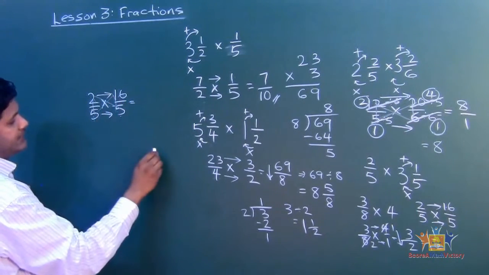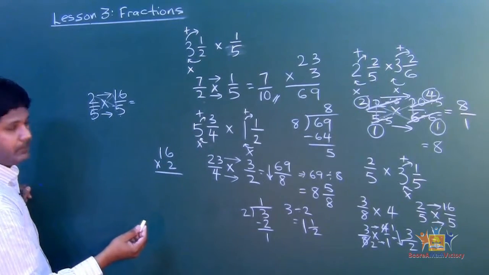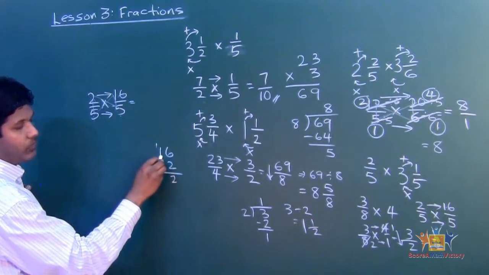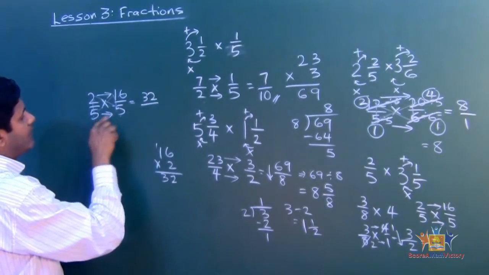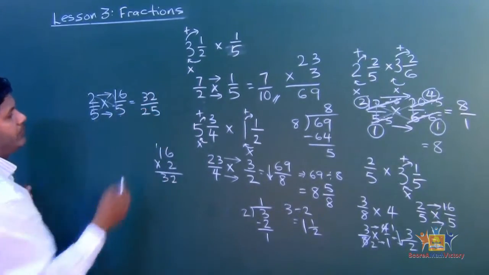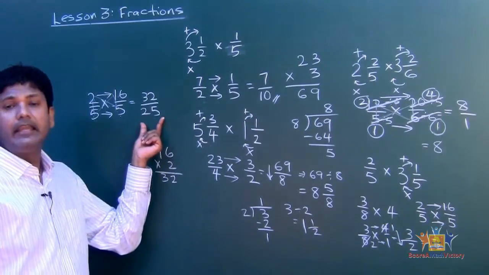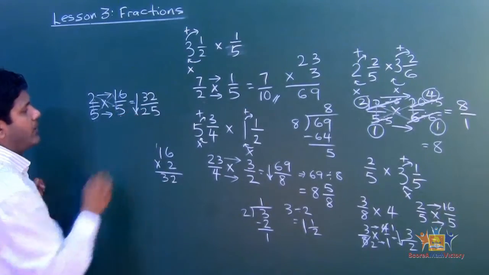2 times 16, 16 is outside our times table, so I'm going to do 2 times 16 using long multiplication. 2 times 6 is 12, write 2 carry 1, 2 times 1 is 2, plus 1 is 3. So which is 32 over 5 times 5 is 25. Am I done? No. Why is that? Because this is an improper fraction. So I have to use the what method? The arrow down method, okay?